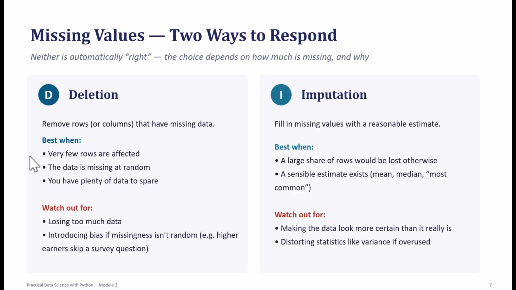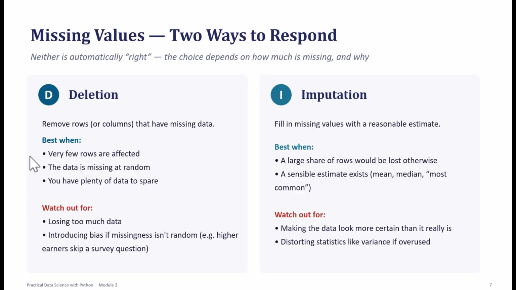So deletion removes rows or columns that have missing values. Okay, this is only good when you have very few rows that are affected, or the data is missing at random, and you have plenty of data to spare. If you don't have enough data, don't go for deletion, because the data is few. So you have to watch out for losing too much data and introducing bias if missingness isn't random, e.g., higher-income households skip a survey question. Okay.